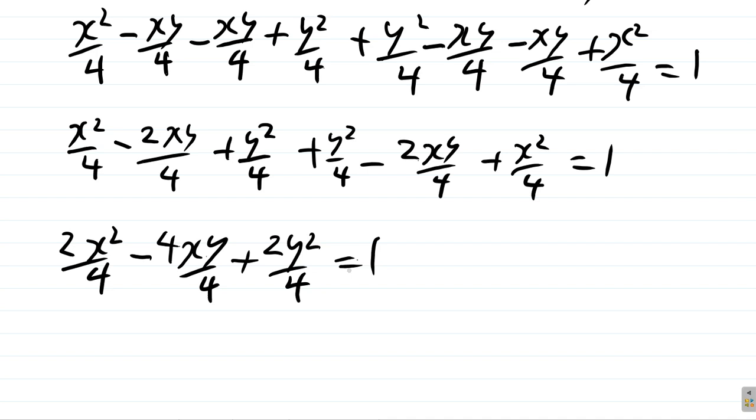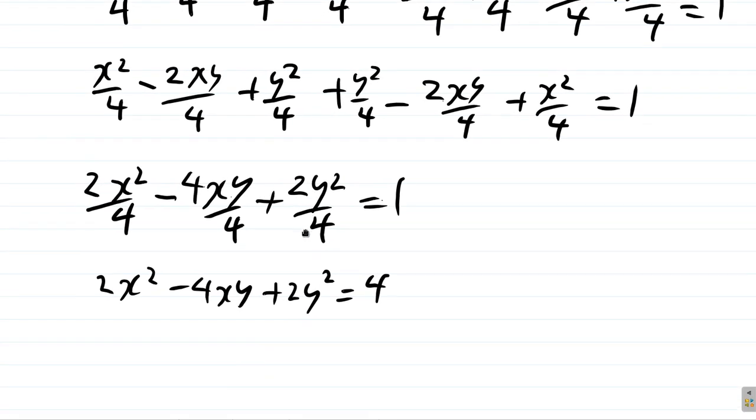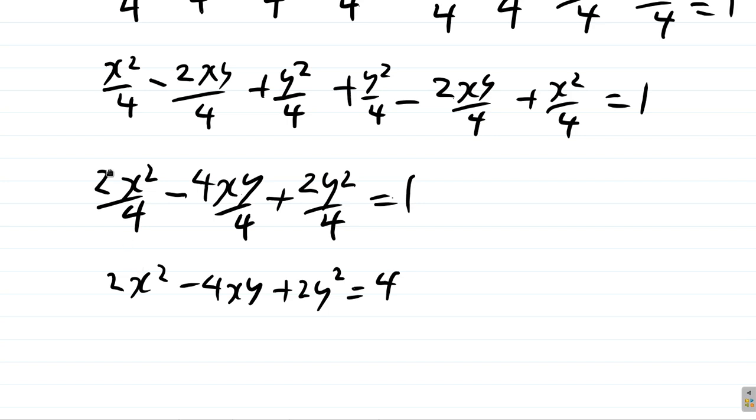Alright? Suppose we multiply everything by 4. We get 2x squared minus 4xy plus 2y squared equals 4. Because we multiplied by 4. We run out of scrolling space. Let's continue. So suppose we divide everything by 2 now. We'll get x squared minus 2xy plus y squared equals 2. Alright, so we get that.